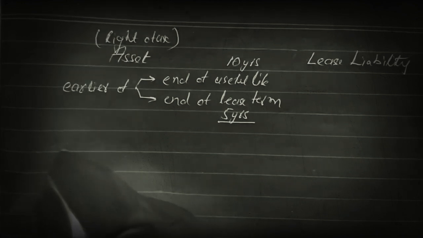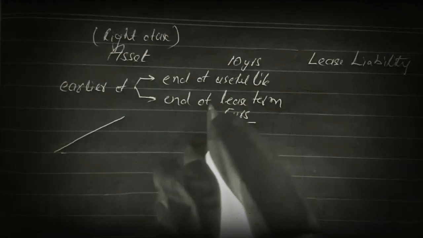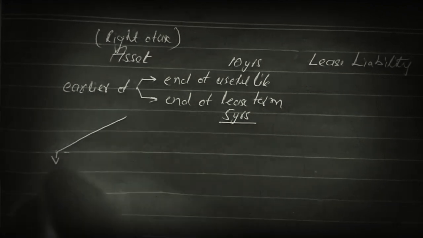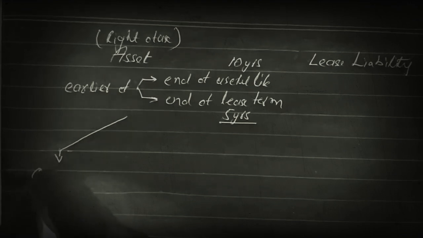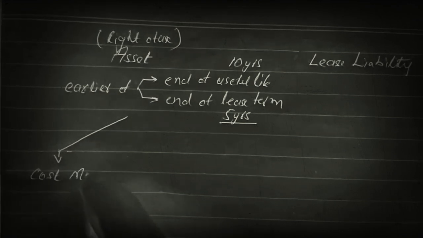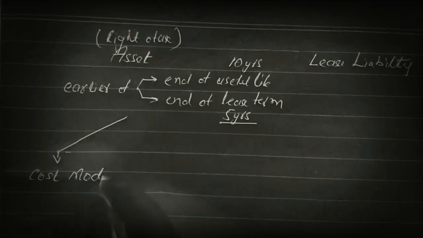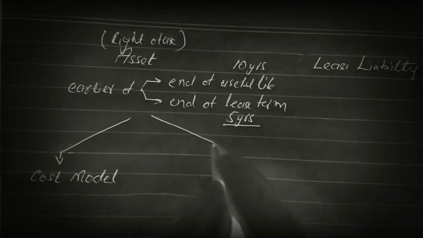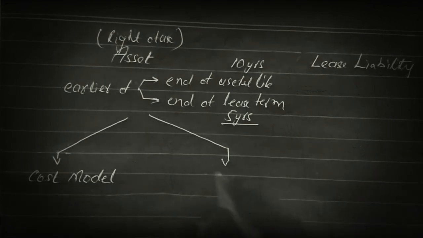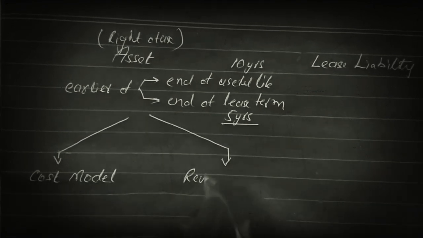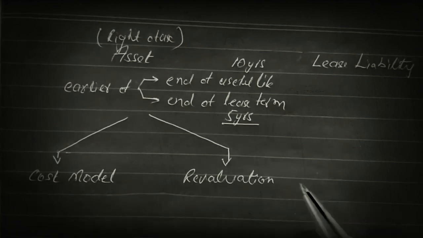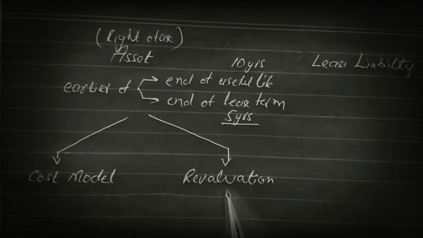And both these models are basically the same as for property, plant, and equipment or intangible asset, depending on which asset it really is. So we have a cost model which carries the asset at cost less accumulated depreciation and impairment losses. And then we have a revaluation model. And when do we have to record an asset on the revaluation model?